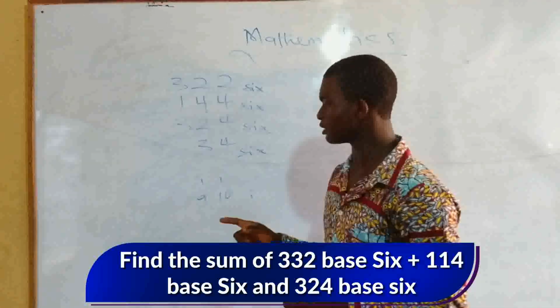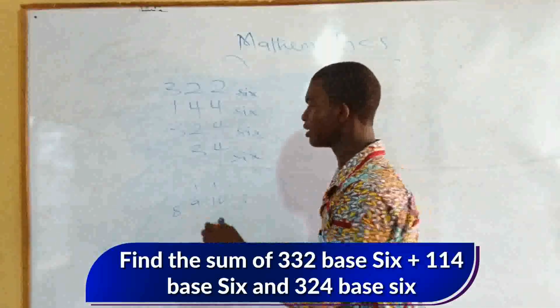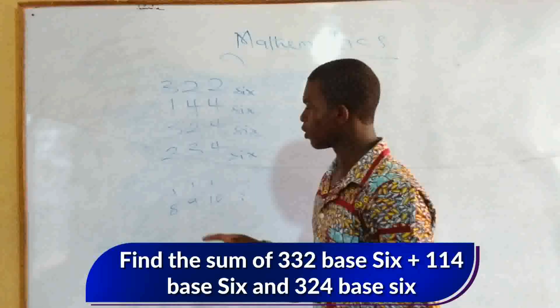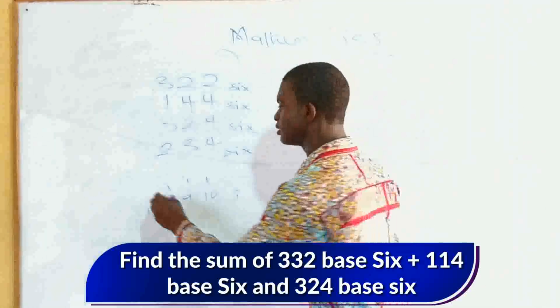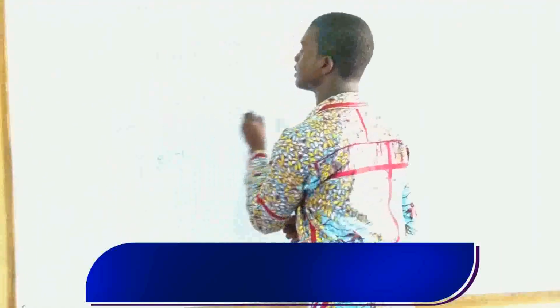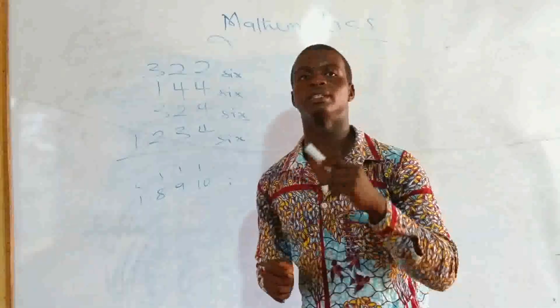Over here, 3 plus 1 gives you 4. 4 plus 3 gives you 7. 7 plus 1 gives you 8. So 8, 6 goes into 8, 1, remainder 2. Over here, this 1 will come over here. 6 goes into 1, 0, remainder 1. And so we have our answer to be 1 2 3 4 base 6.